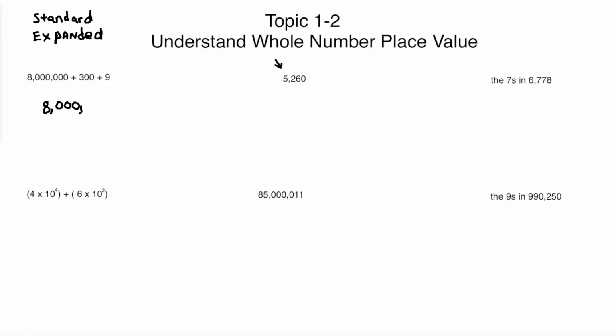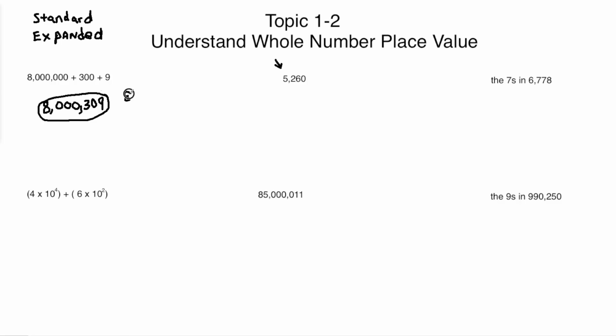We have a 3 in the hundreds place. We don't have anything in the tens place. And we have a 9 in the ones place. So if you came up with 8,000,309, that would be correct.